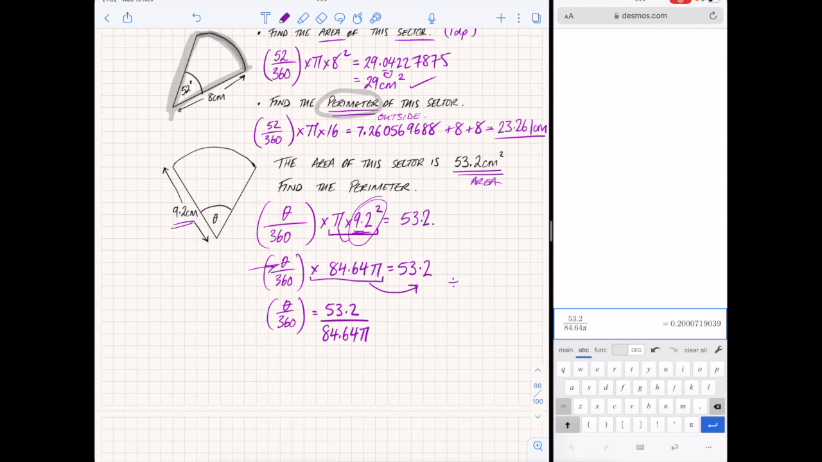You can see there are lots of zeros, so I can then say that the angle over 360, so something divided by 360, will end up giving me 0.2000719039. Okay, the last thing I need to do is, because I'm still trying to find this at the moment, I can get rid of these brackets now. At the moment, it's divide by 360, so I've got to take that 360 over here, and it becomes a times by 360.